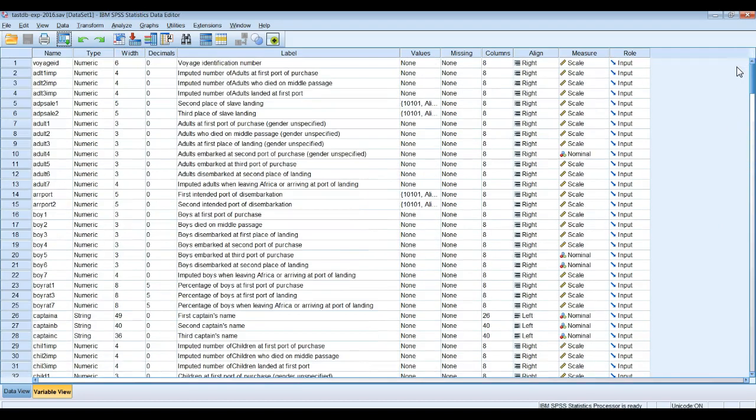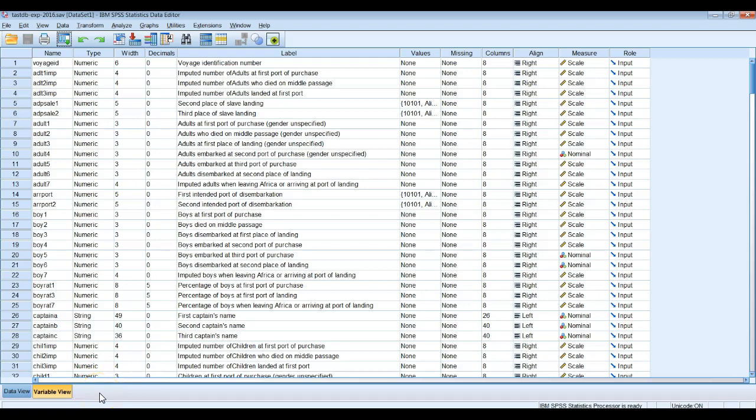The first thing I want to point out to you is that these variables are not easy to read and decipher. So please, please, please put labels on here so that in your SPSS output, it's easy to determine what we're looking at. Okay, ADLT1IMP is not very easy to figure out, but number of adults at first port of purchase, that makes sense. So please put labels in.